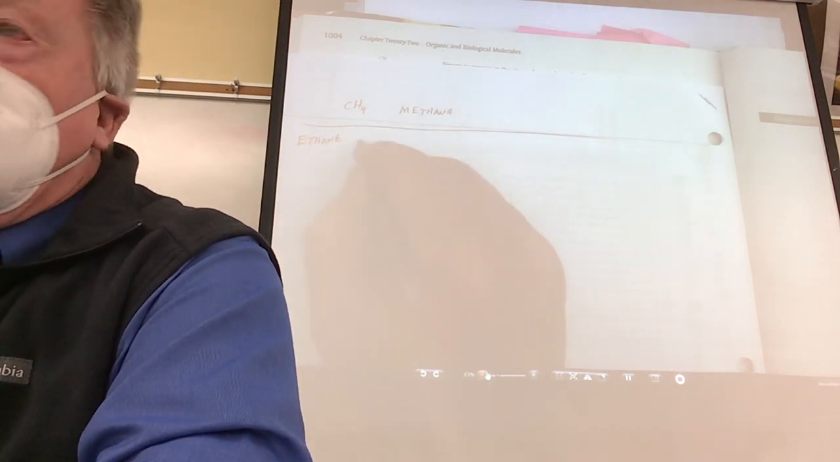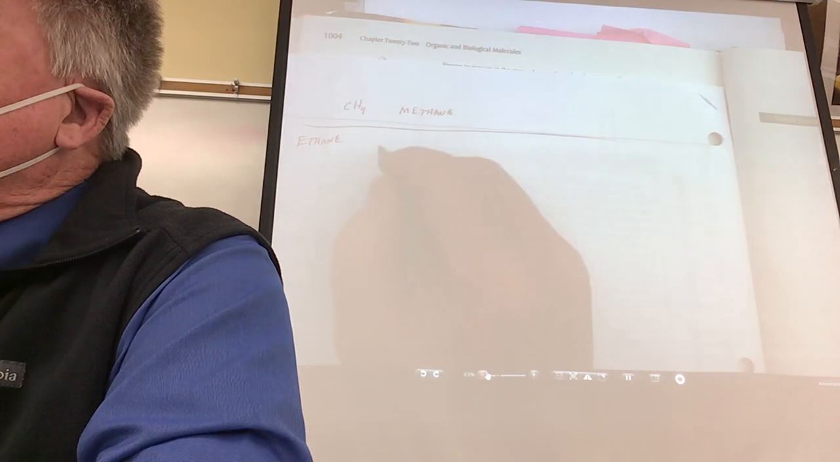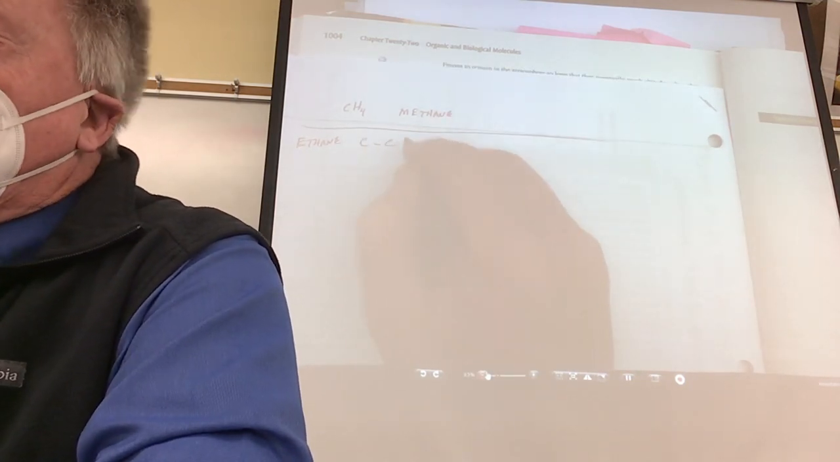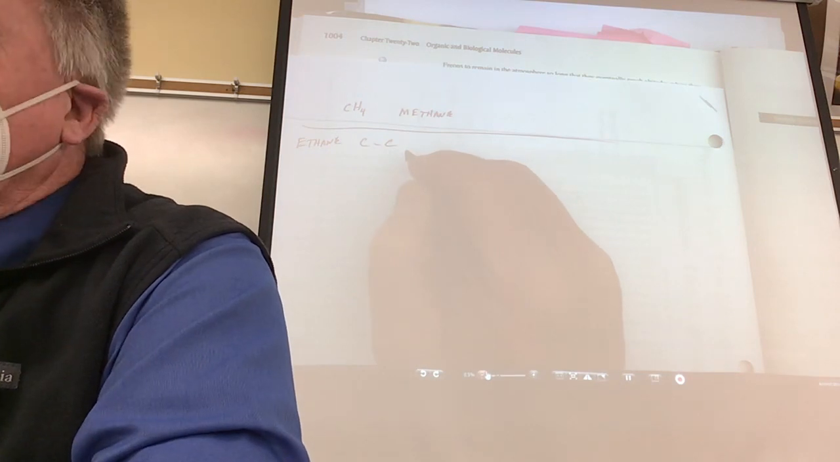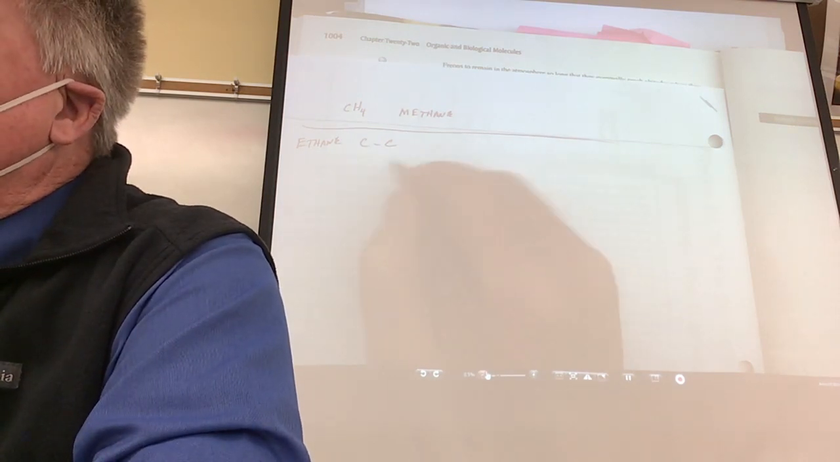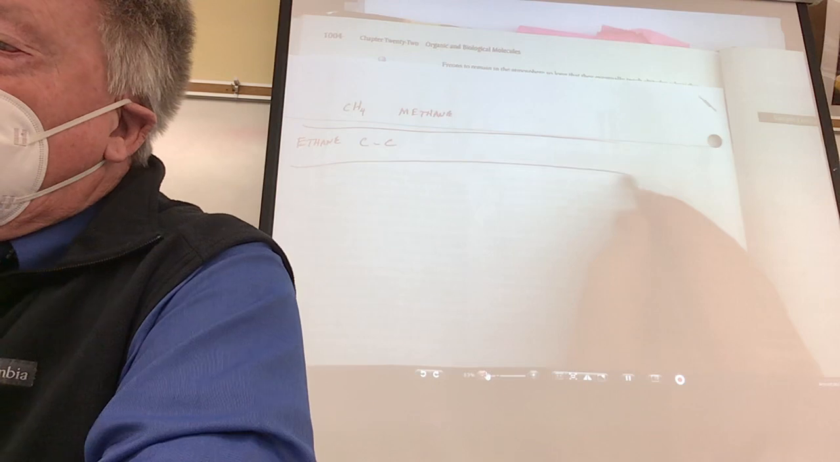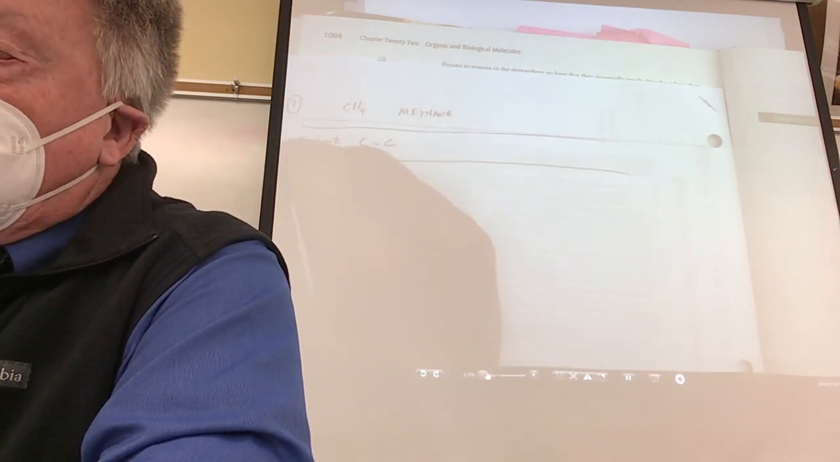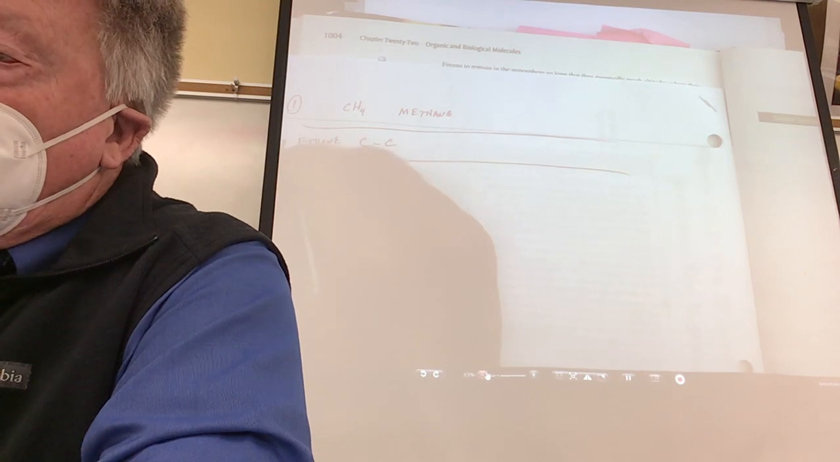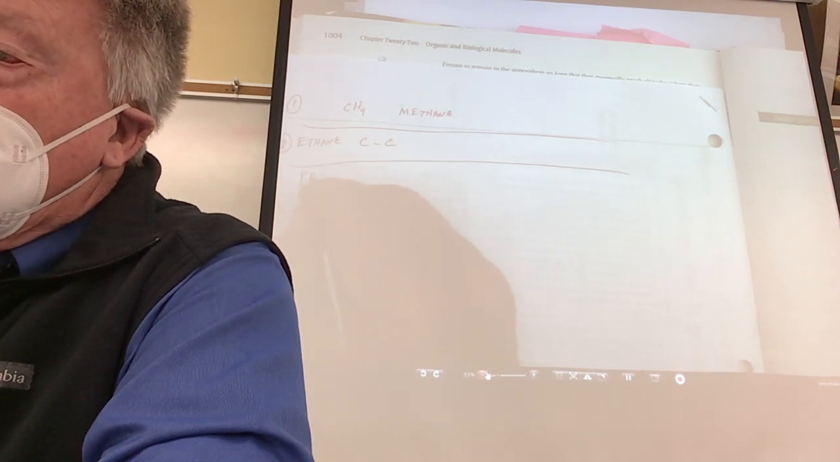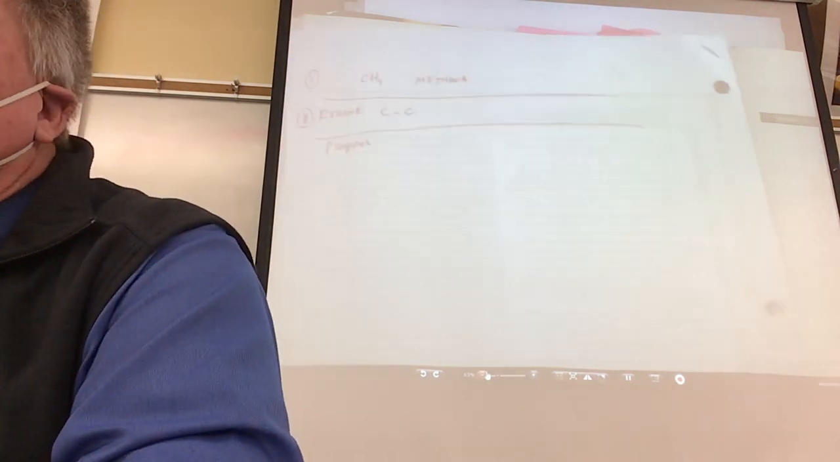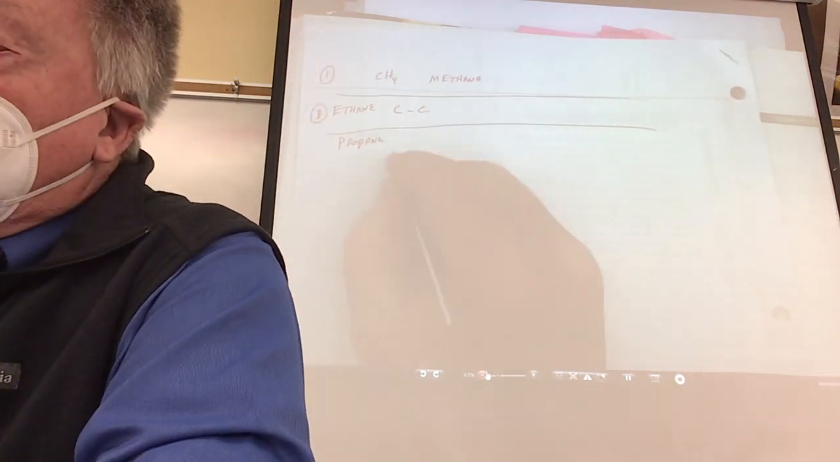Okay, are you ready? We'll just do carbon backbones. How about that? Want to do that? Okay, so how many isomers of methane are there? 1. How many isomers of ethane are there? 1. Let's do propane. How many isomers of propane? 2. Okay. Name them.